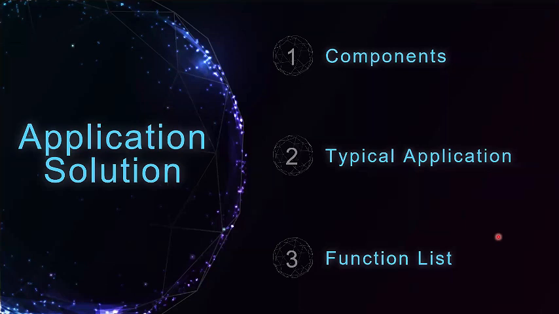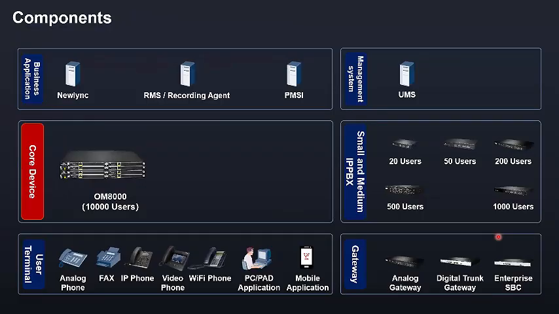Application solution. I will be showing you the components, the typical application, and the function list of OM8000. Here, you can see we have the core device, our OM8000 that supports 10,000 users. And we have the small and medium IPPBX. You can also integrate this and deploy from 20 up to 1,000 users.